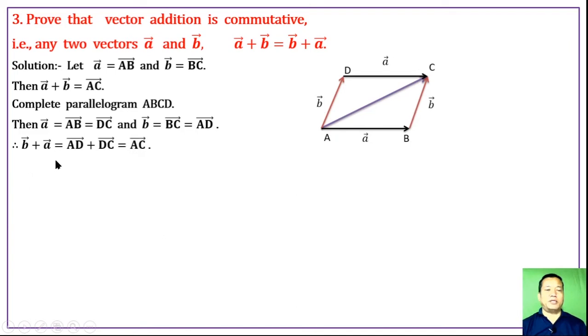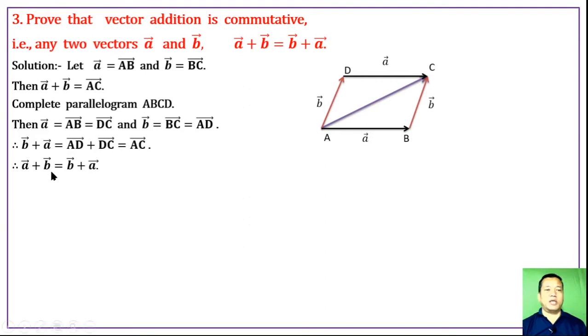Therefore, B vector is equal to AD vector and A vector is equal to DC vector. By definition of vector addition, B vector plus A vector is represented by AC. But the directed line segment AC also represented A vector plus B vector. Hence, the right side and left side are equal: A vector plus B vector equal to B vector plus A vector. Therefore, vector addition is commutative.